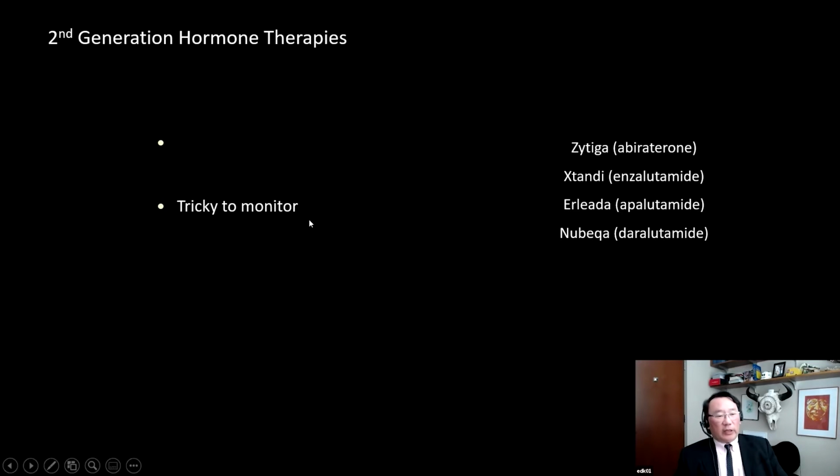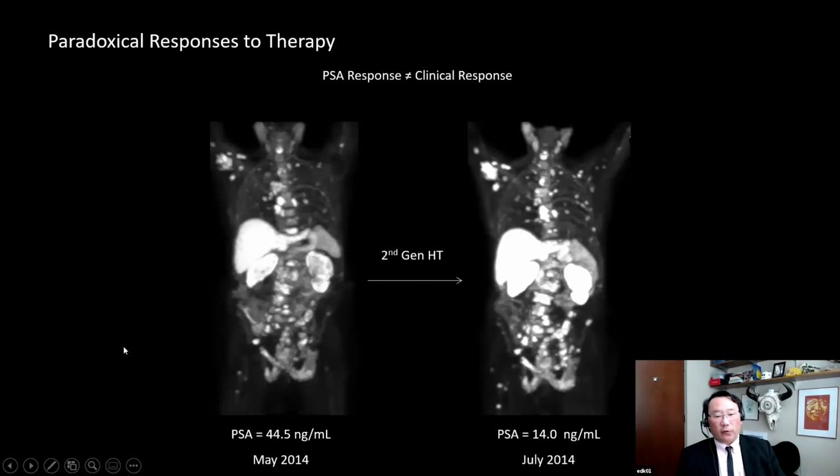These drugs are very tricky to monitor, so you have to know that if you're on these drugs, you better have your ears pricked up because there are things to watch for. Specifically, we have seen that patients placed on these drugs will see a decline in their PSA, but in fact, if you run them through a scanner, the cancer gets worse. We have named this paradoxical response to therapy. So the PSA is going down, the doctor tells you you're doing great, but then you run them through a PET scanner and you see the cancer is growing. So this is something that you have to watch for.